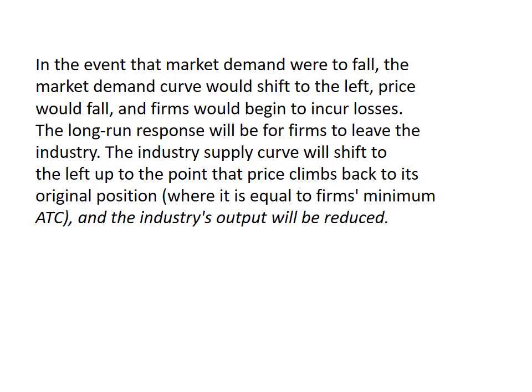In the event that the market demand was to fall, the market demand curve would shift to the left, price would fall, and firms would again begin to incur losses. The long run response will be for firms to leave the industry. The industry supply curve will shift to the left up to the point that price climbs back to its original position, where it's equal to the firm's minimum ATC, and the industry's output will be reduced.